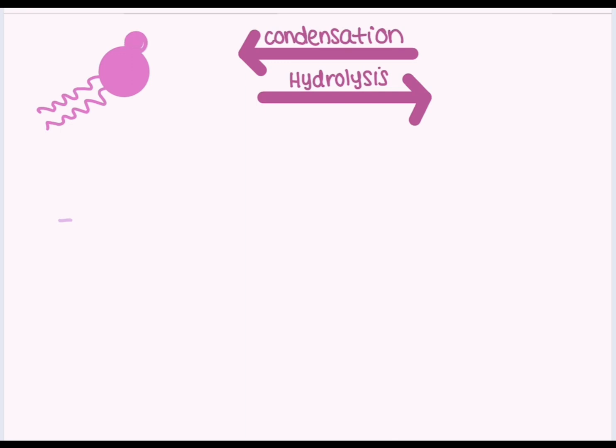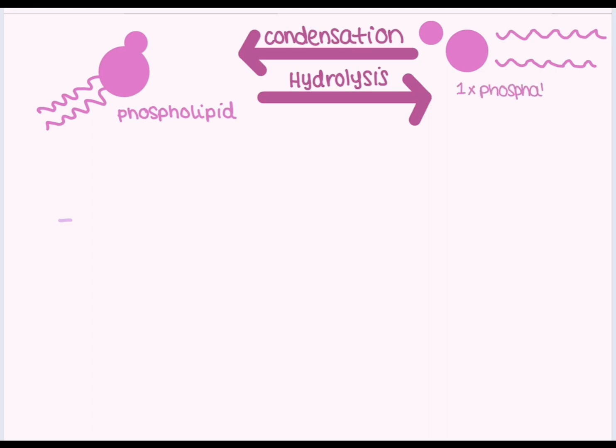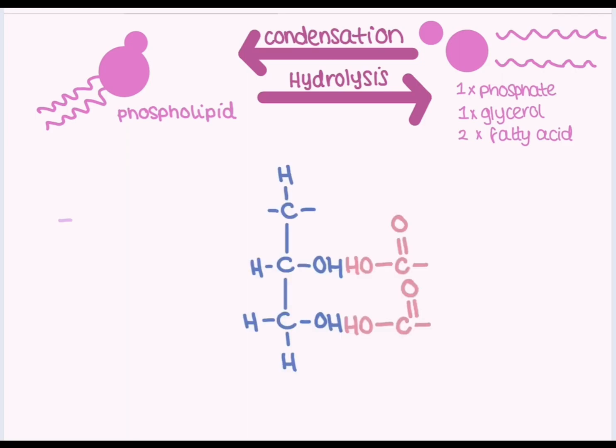Right, let's move on to look at the second group of lipids, our phospholipids. So phospholipids look quite similar to triglycerides at first glance. The difference between the two is the presence of a phosphate group in the place of a third fatty acid. So whereas triglycerides have one glycerol and 3 fatty acids, phospholipids have one glycerol, 2 fatty acids and a phosphate group. We have a very similar pre-reaction arrangement of the molecules here.